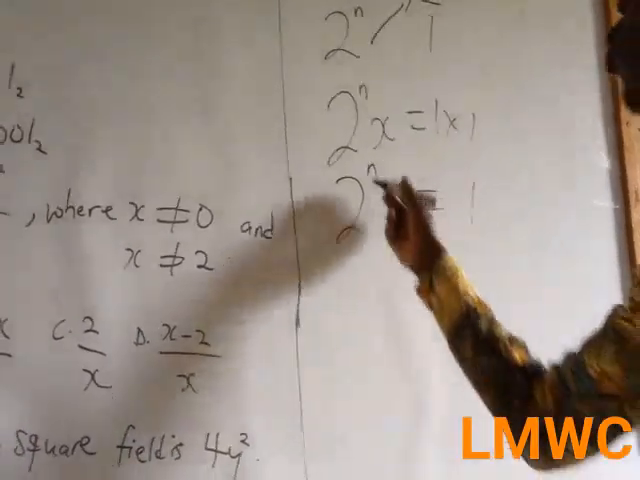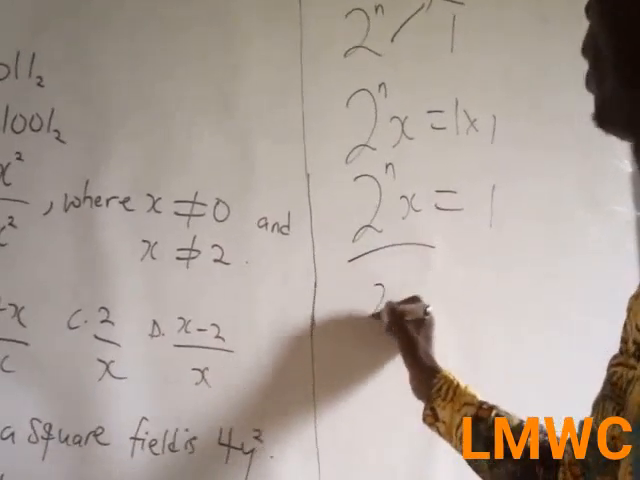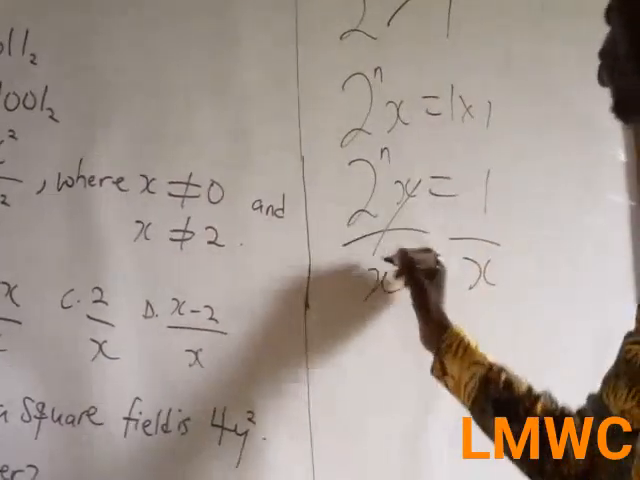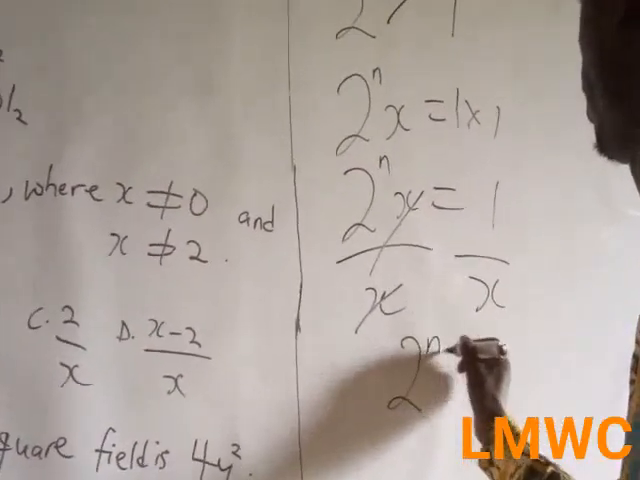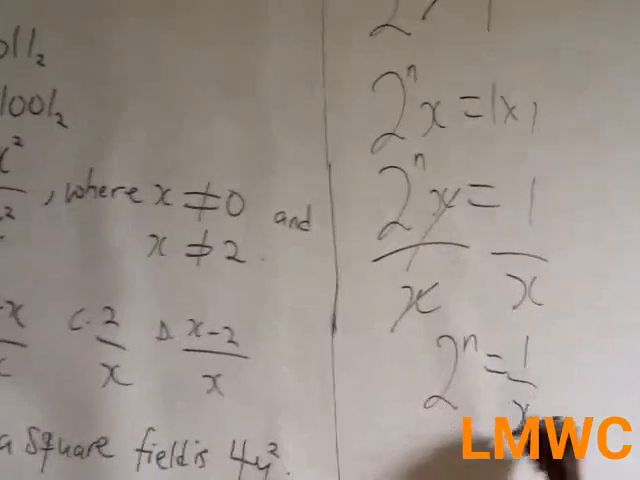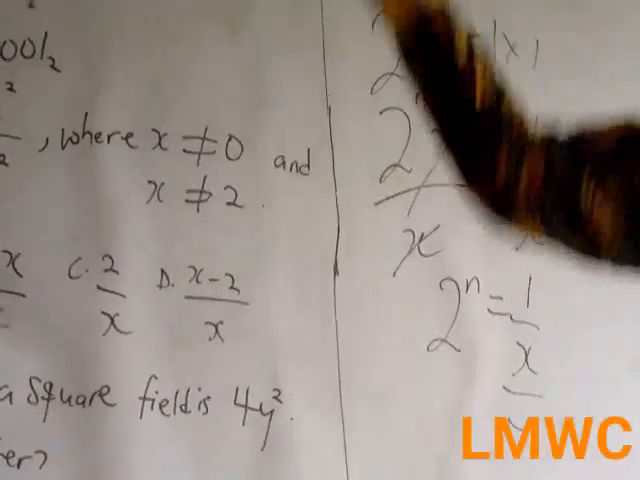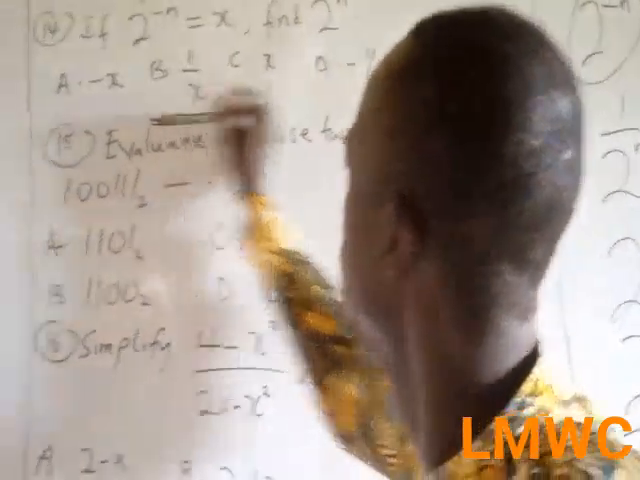So 2 power n times x is equal to 1. So we want 2 power n. So you divide through by x. This will cancel this. We have 2 power n is equal to 1 over x. You have been asked to find 2 power n. So our answer is B. B is our answer.